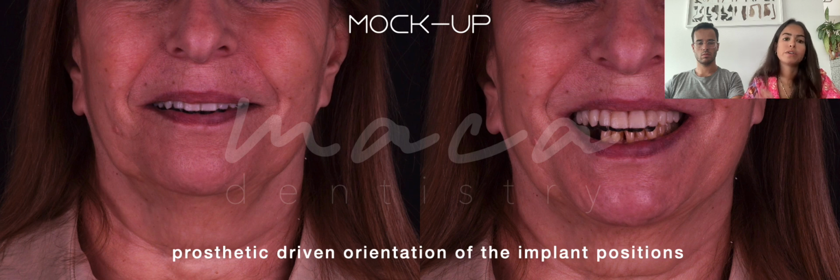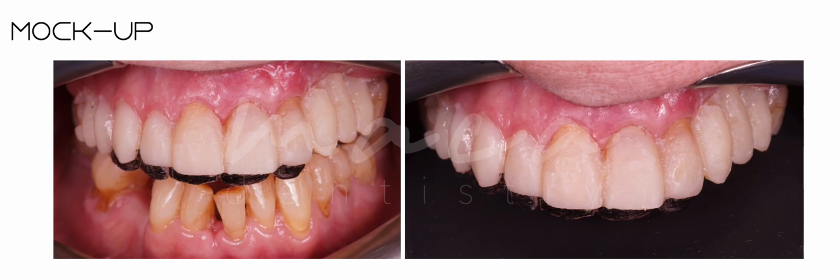Then, my lab technician translated the 2D smile simulation to a 3D mock-up so I can test in the patient's mouth. In this case, because it was a subtractive case, I painted the patient's own teeth with a black pencil to better analyze the mock-up. This mock-up will later be used to plan the position of the implants, resulting in a prosthetic-driven orientation of the implant's position. Here you can see a close-up of the mock-up, and here a comparison between the initial situation and the patient with the mock-up. Both us and the patient were happy with the results, so we proceed with the surgical plan.